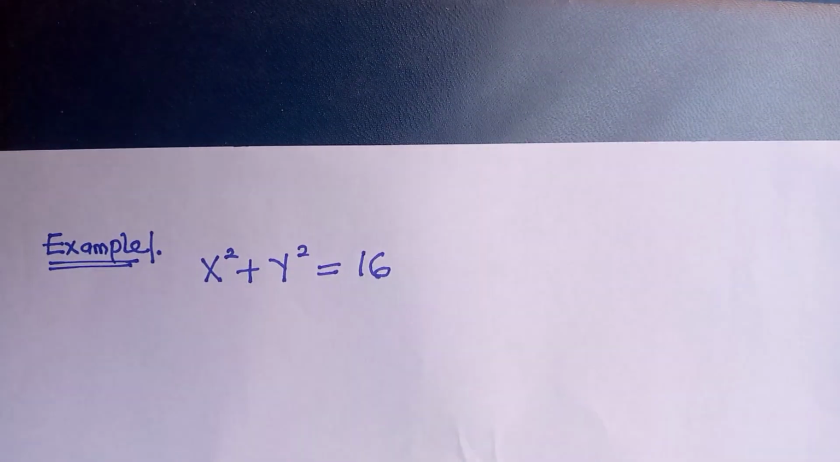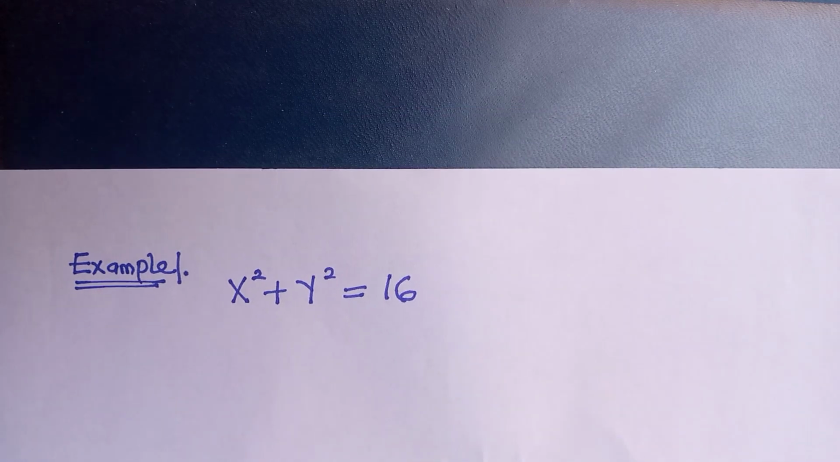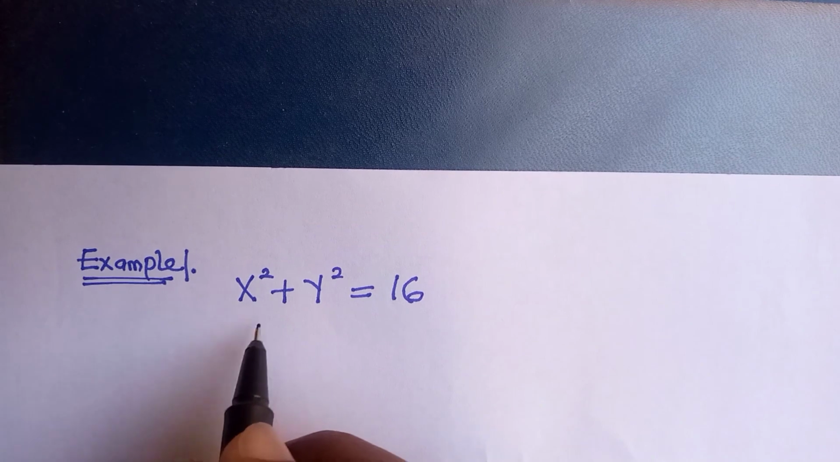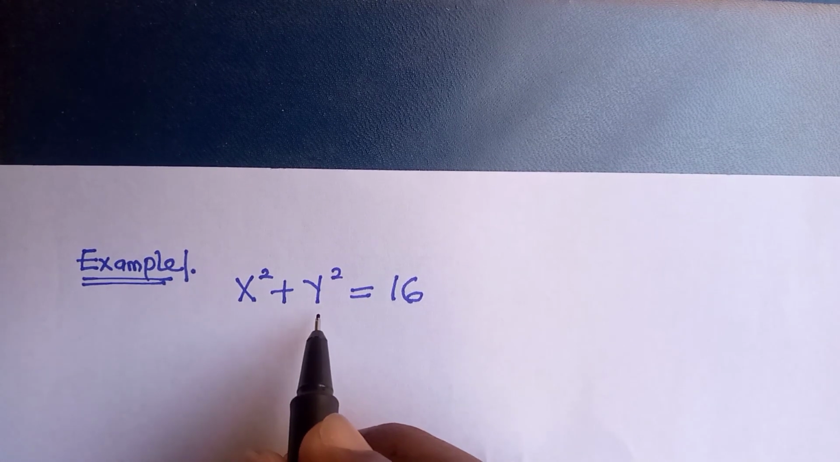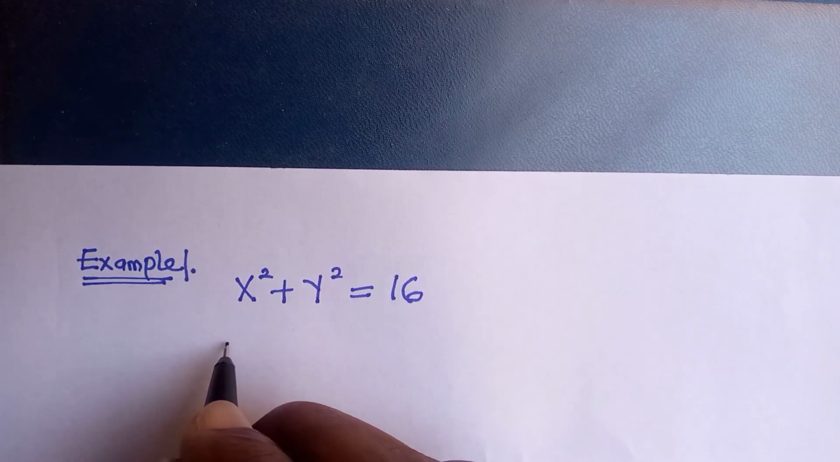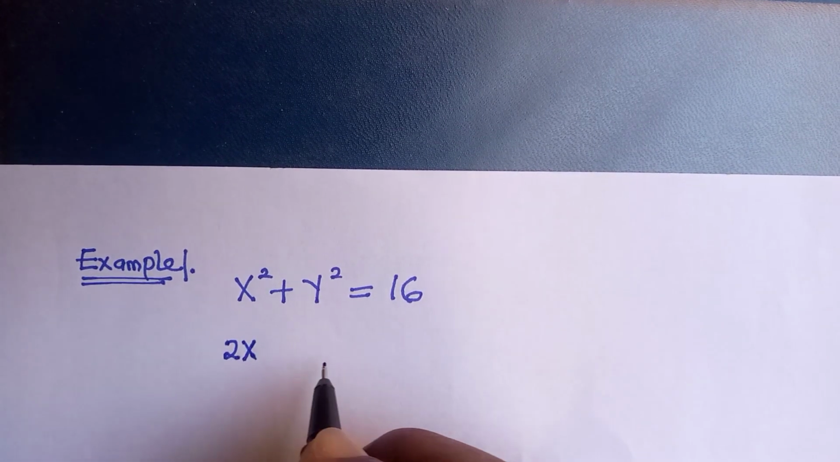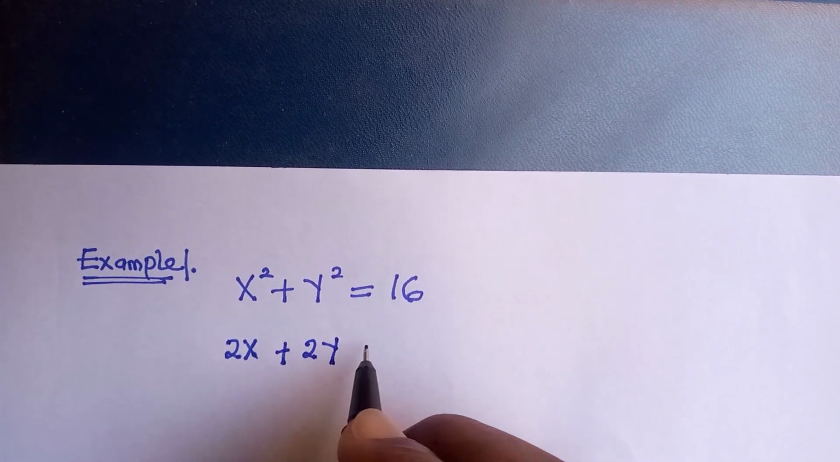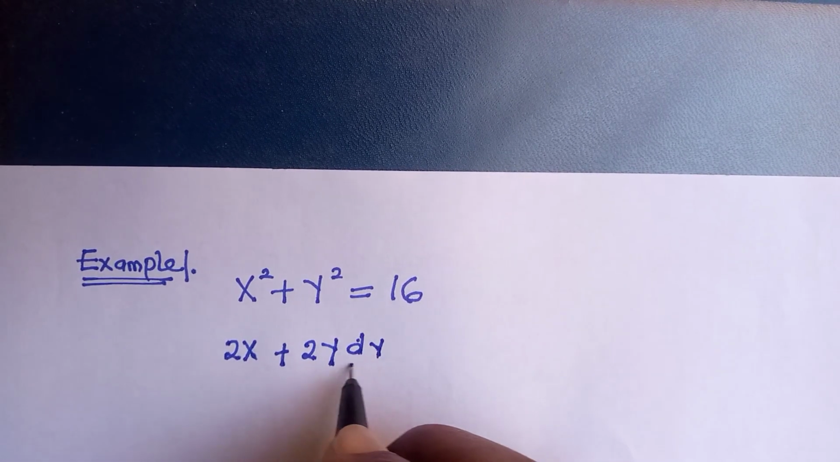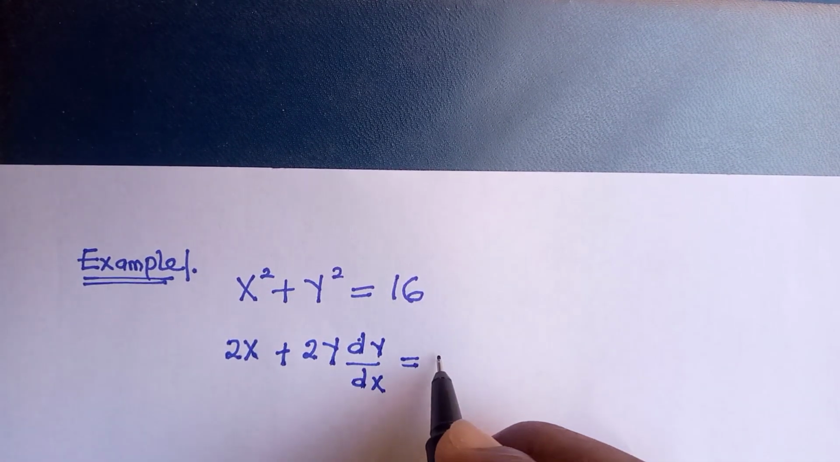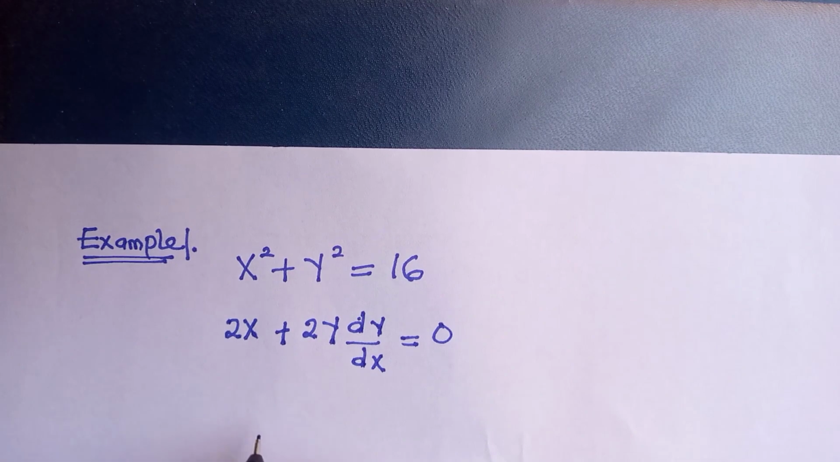So let's see the first example, and this is the case where the chain rule is necessary. Let's differentiate this. We differentiate x squared, and we differentiate y squared. But don't forget that when differentiating y squared, you add dy/dx. So differentiating x squared, we have 2x, and differentiating y squared, we have 2y dy/dx. The derivative of any constant value is 0. 16 is a constant here, so that is 0.